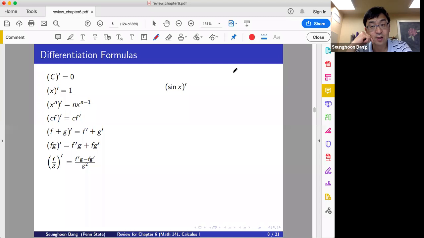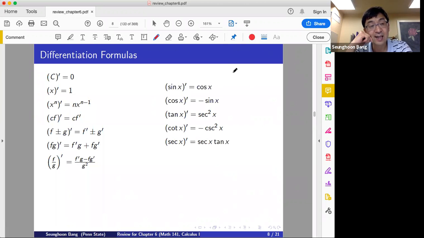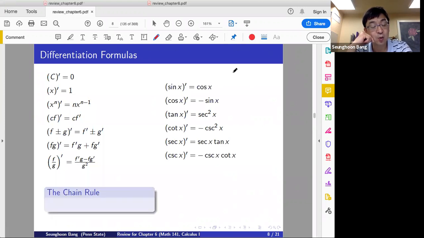Sine prime is cosine. Cosine prime is negative sine. Tangent prime is secant squared. The cotangent prime is negative cosecant squared. The secant prime is secant times tangent. The cosecant prime is negative cosecant times cotangent. So we need to memorize the chain rule.